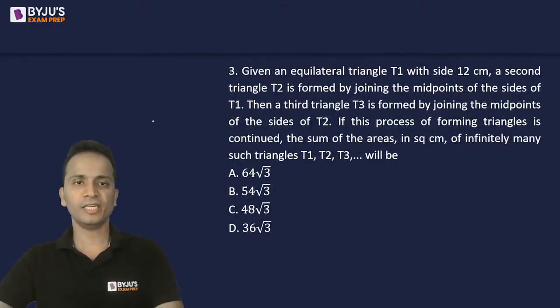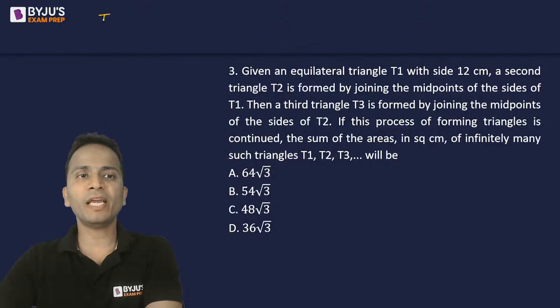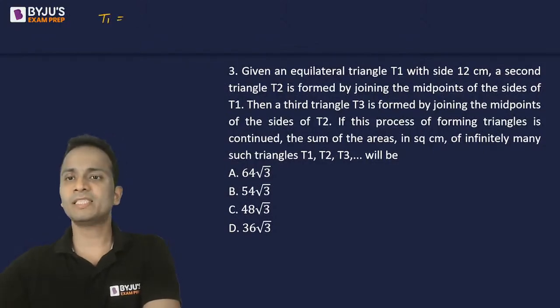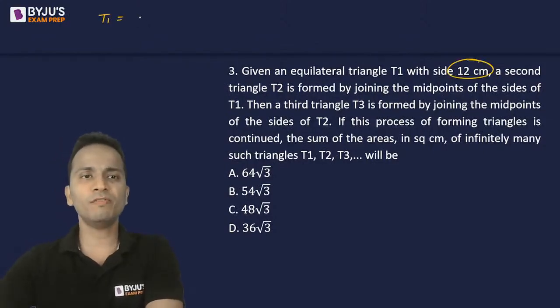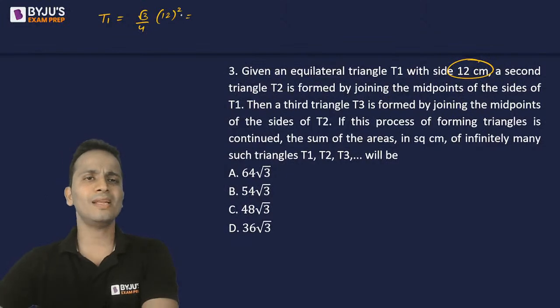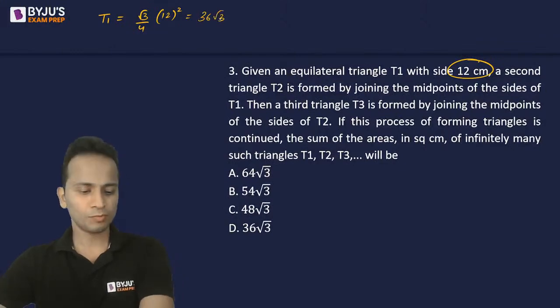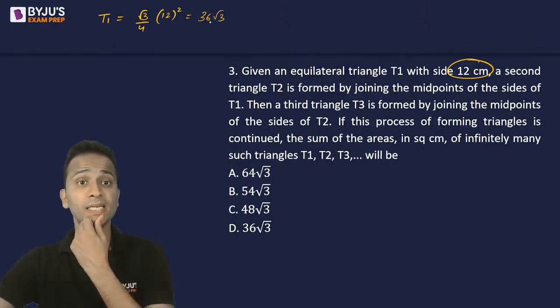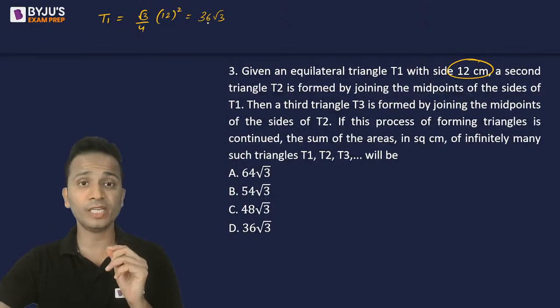Right? So what will be the area of T1? It's an equilateral triangle with side 12. So root 3 upon 4 side square. Okay, calculating this, 12 into 12 divided by 4 is 36, so 36 root 3 will be the area of T1.